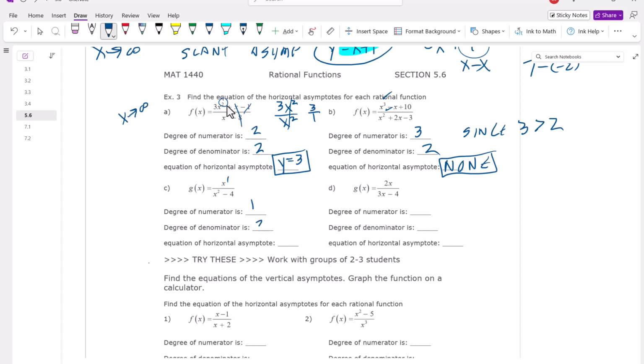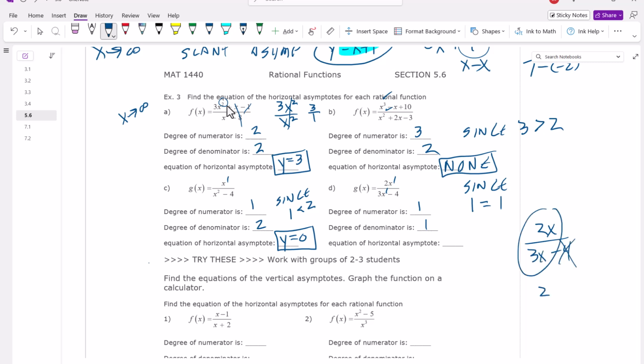Okay, next problem, the degree of the numerator is 1, degree of denominator is 2. So since the degree of the top is less than the degree of the bottom, y equals 0 is your horizontal asymptote. Okay? And then the last one, the degree of the top is 1, degree of bottom is 1. So since they are equal, just realize that the only thing that matters is the highest powers of x and the number in front. So this would be y equals 2/3.